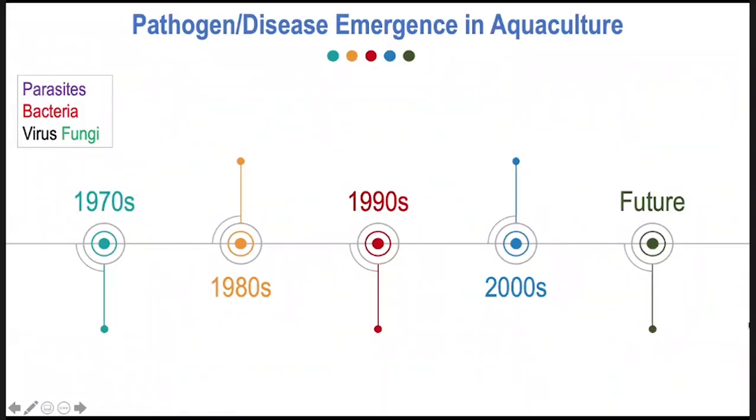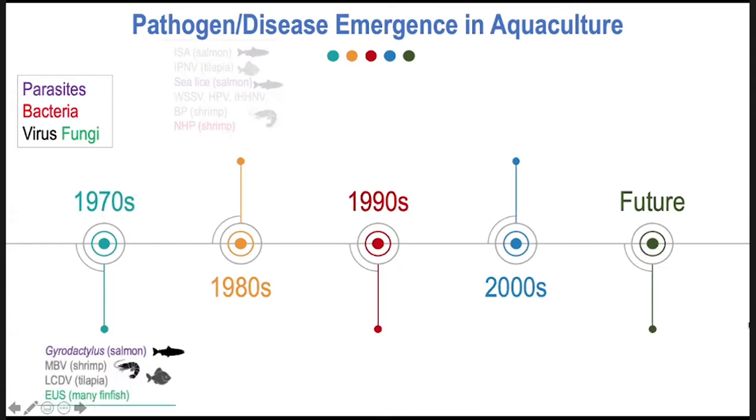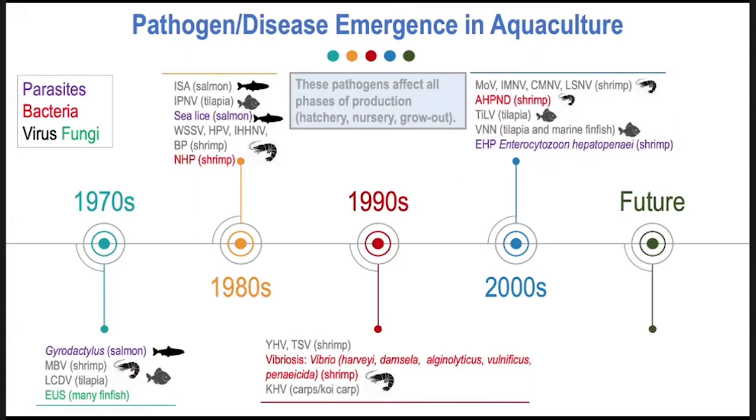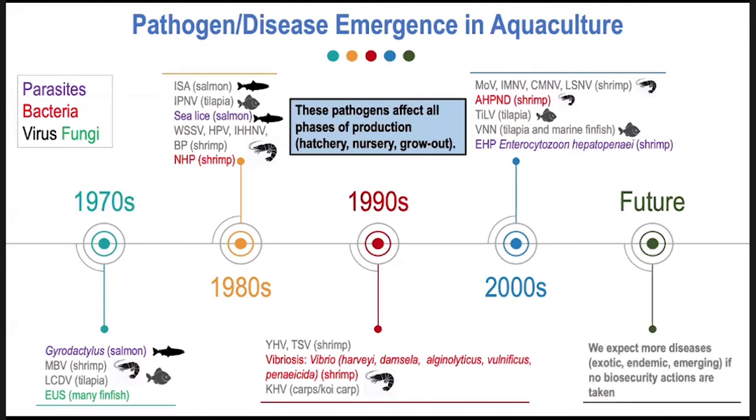So globally, the trend in aquaculture is that a serious transboundary aquatic animal disease emerges, spreads rapidly, and causes major production losses approximately every 3 to 5 years. Since the 1970s, many diseases of parasitic, fungal, viral, and bacterial origin affecting salmon, tilapia, shrimp, carp, and many other fish species have emerged. And we expect this trend to continue into the future, until good biosecurity practices are implemented in collaboration with the public and private sectors.